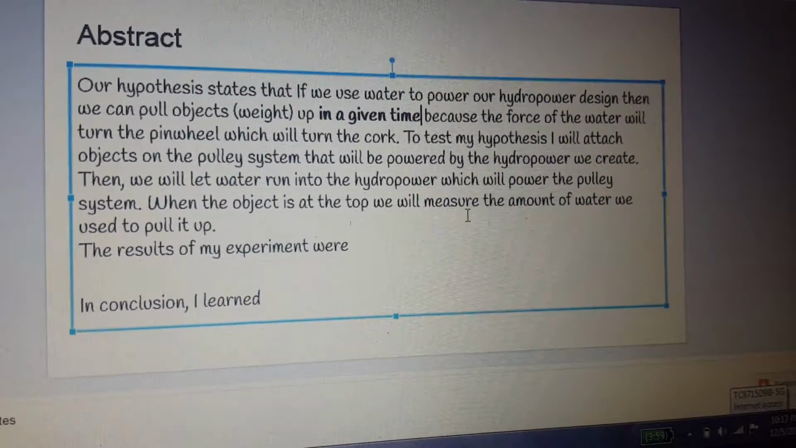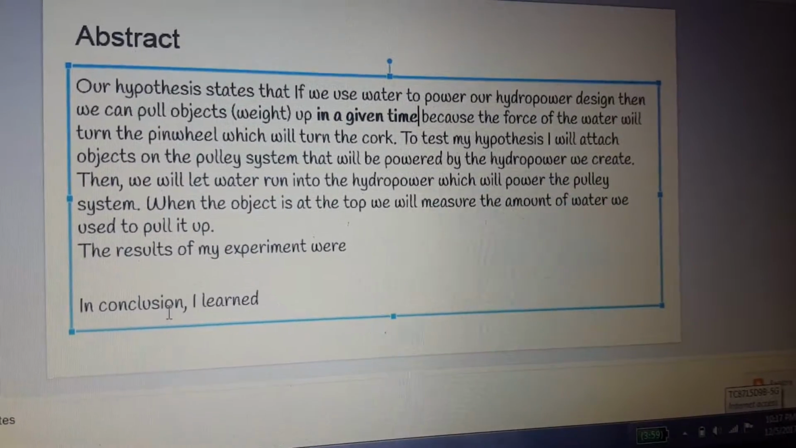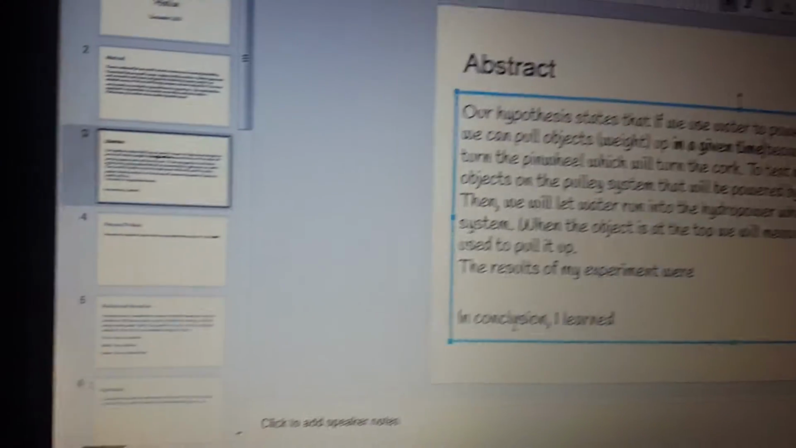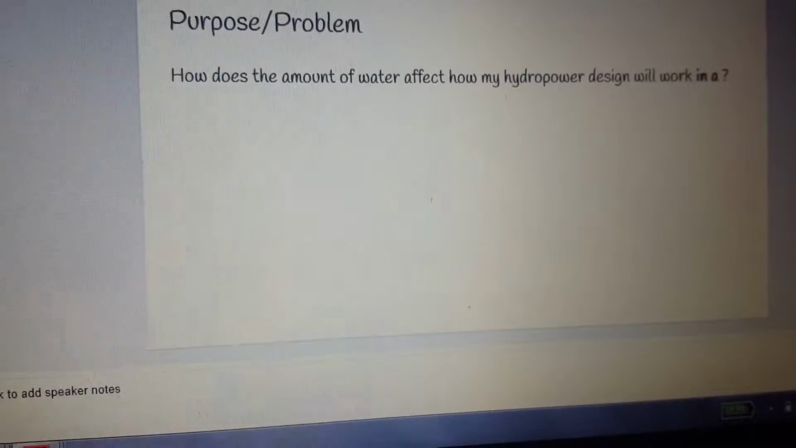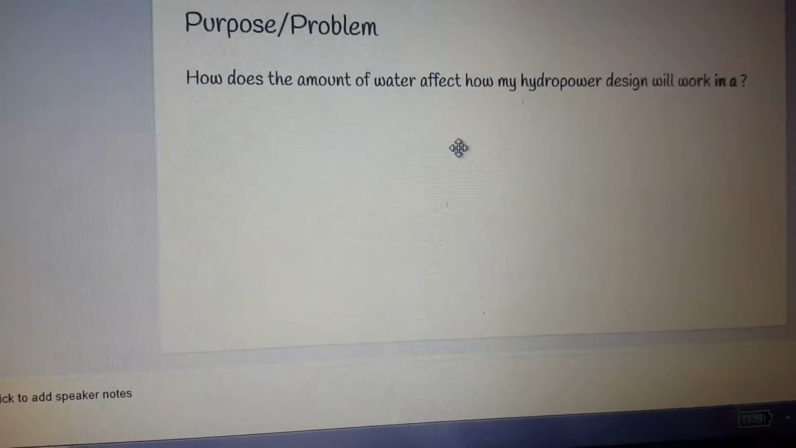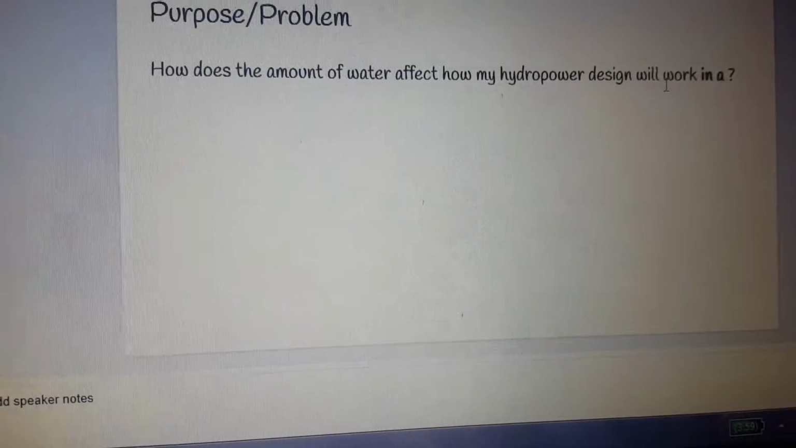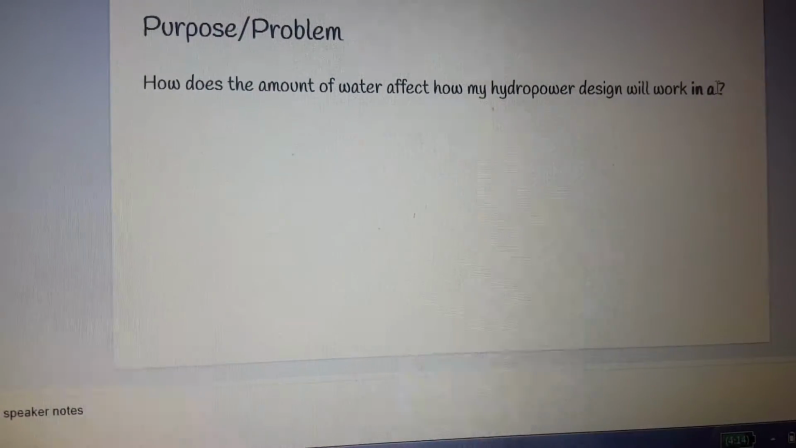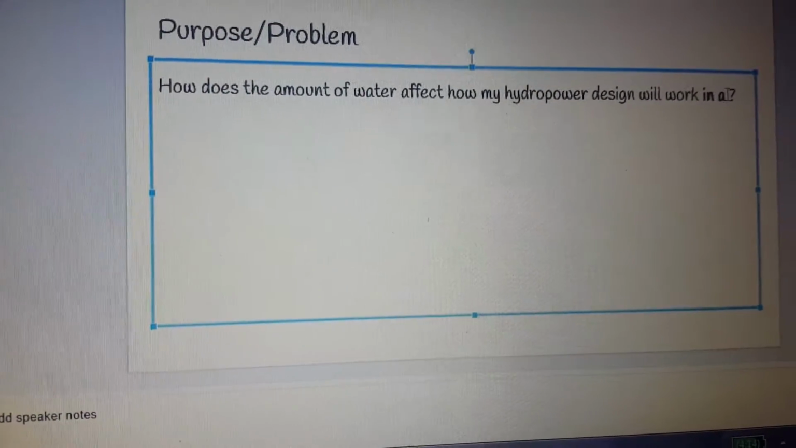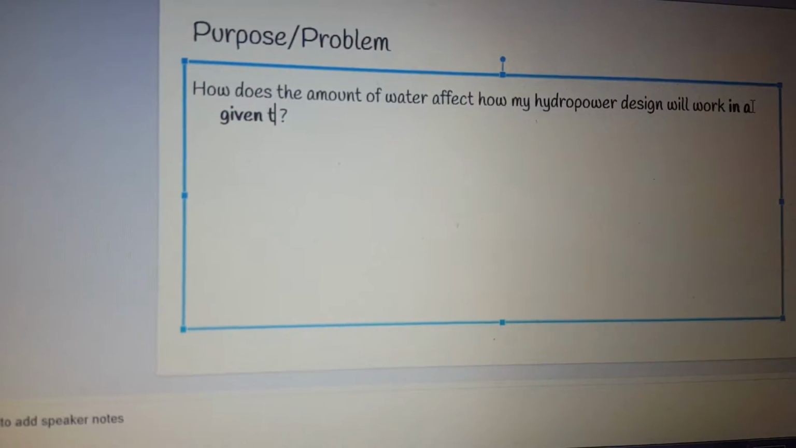To test my hypothesis, I attached, I have to look at this again. We don't have a conclusion yet because our data isn't put together yet. So let's go look at our purpose. How does the amount of water affect my hydropower design? How my hydropower design will work in a, remember, we're talking about power, in a given time.